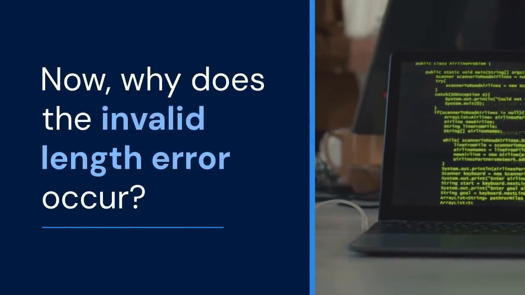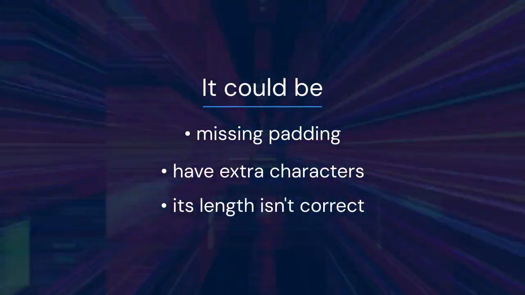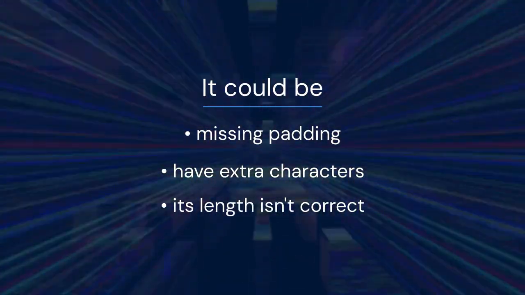Now, why does the invalid length error occur? This typically happens because the base 64 string you're trying to decode is corrupted or incomplete. It could be missing padding, have extra characters, or its length simply isn't correct. A common scenario is when the data is truncated during transmission or storage.